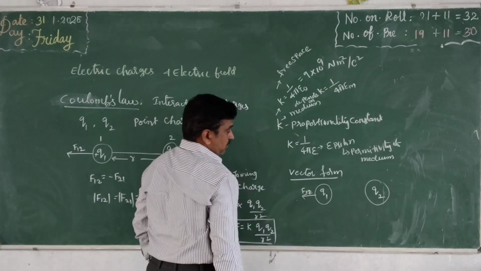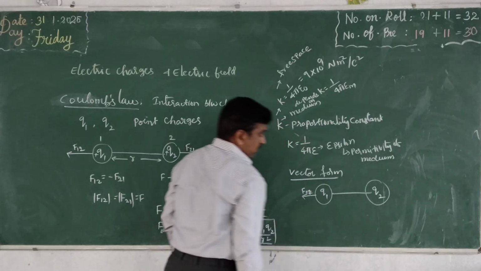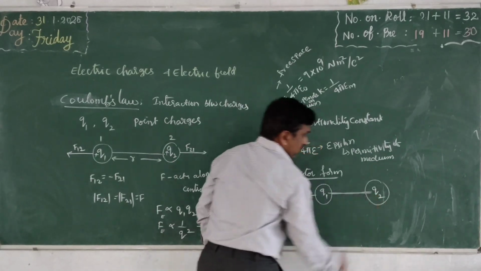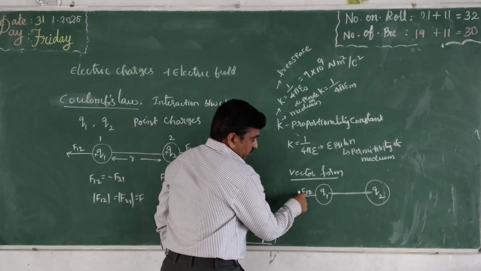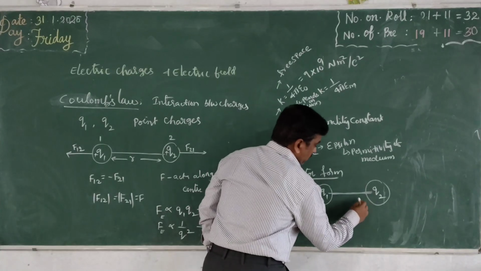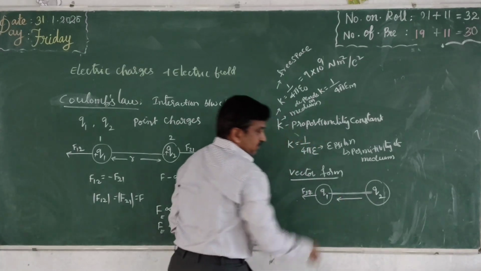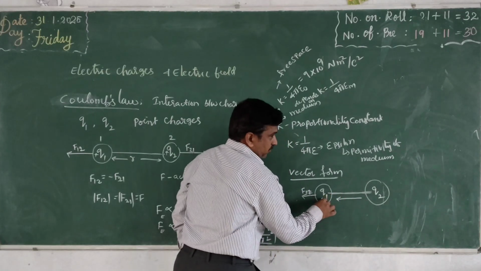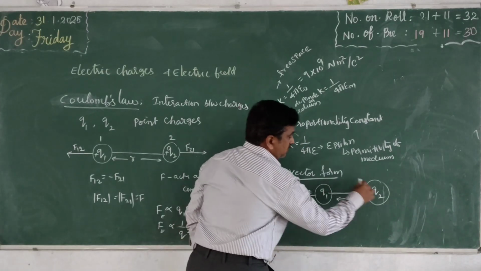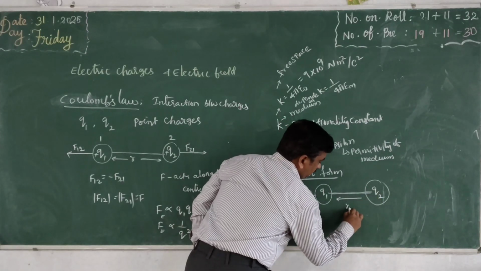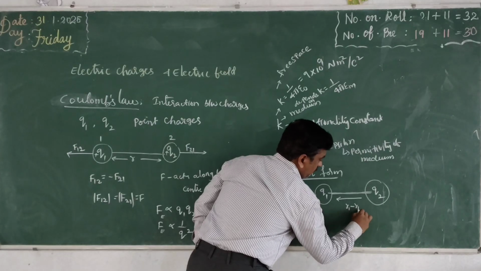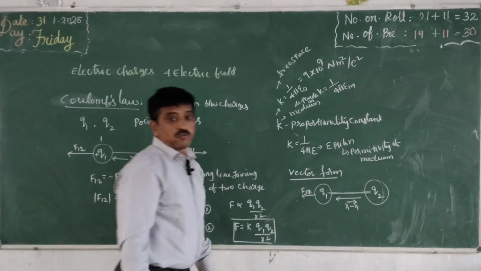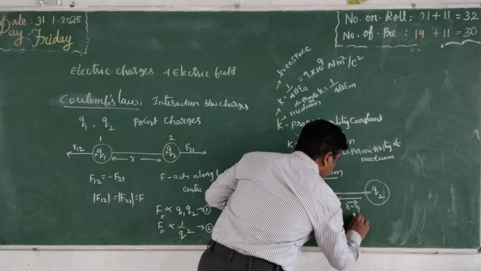How do we know this? This is the line joining the centers of the charges. The force on 1 due to 2 acts in this direction. Here this radius is r2 and this radius is r1, and the difference is r1 minus r2. So the displacement in vector form is r1 minus r2.